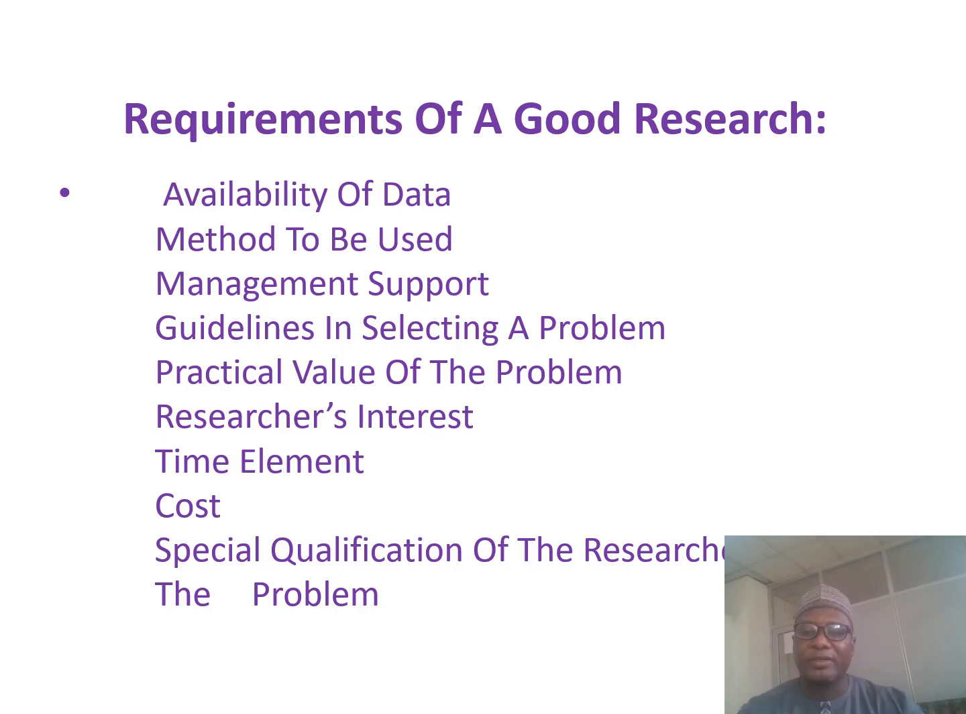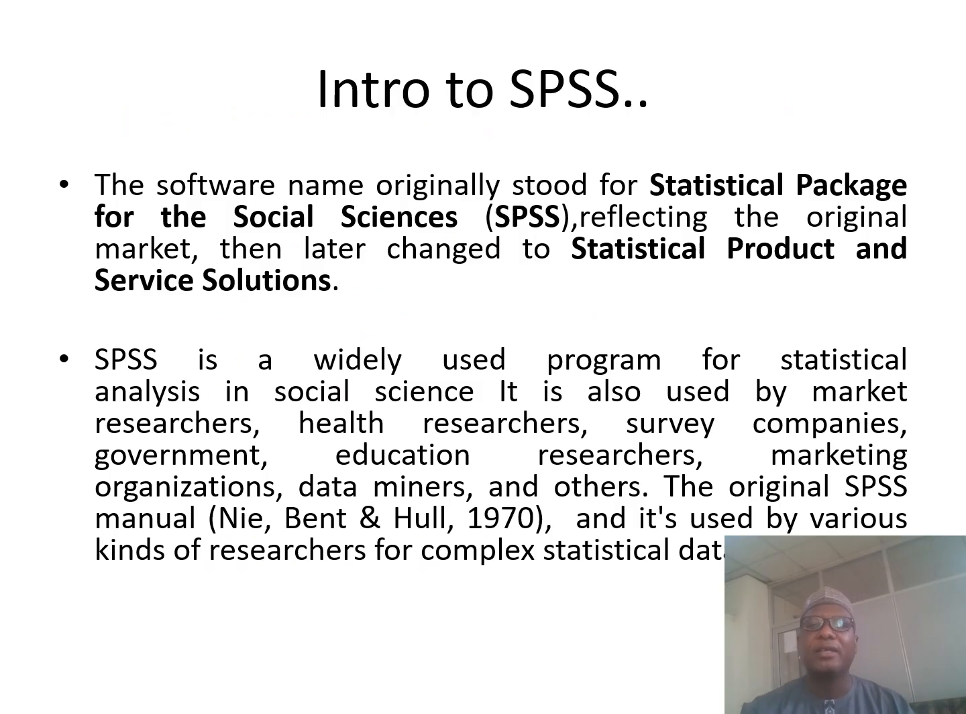Time element: you must give a time frame that you want to research, and the cost implication probably involves data collection and analysis, for which you have to buy software and what have you. And then special qualification: if you are doing a PhD, you must have a qualification, at least a BSc degree and a master's degree. You must have a qualification that will warrant you to conduct research. These are basically the main research requirements.